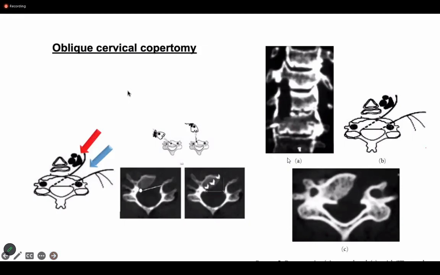And the last is oblique cervical corpectomy. With oblique cervical corpectomy, we achieve direct decompression of the spinal cord as well as ipsilateral nerve roots, but it does not require bone fusion or postoperative immobilization. This approach preserves the motion unit's anatomy and decreases the risk of adjacent segment disease. Yeah, it's oblique.